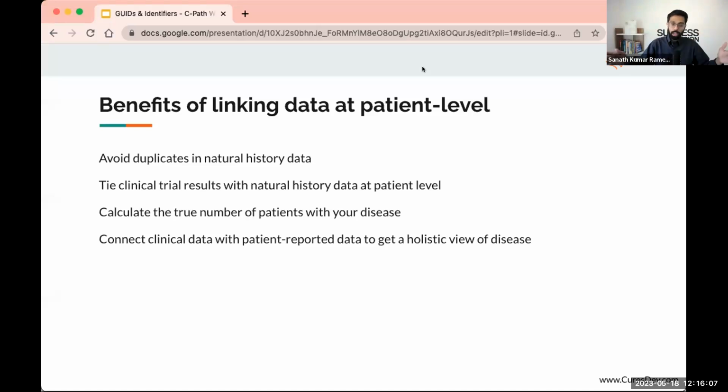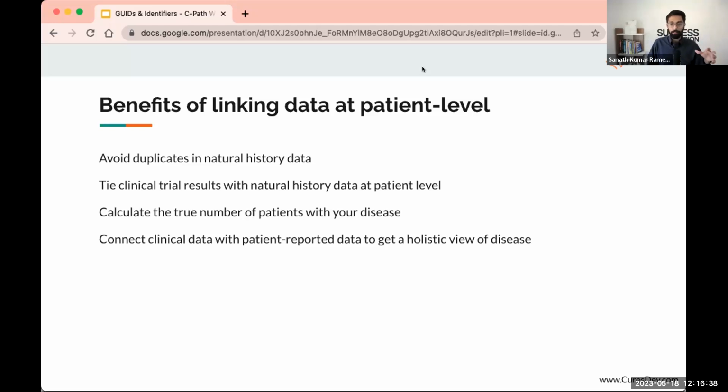And there are so many other benefits. I kind of focus on registries and natural history in this case, but it doesn't have to be. You can connect biorepositories to this. You can connect diagnosis companies to this. Any part of the ecosystem that a patient interacts with generates data, and that data stitched together offers a more holistic view of the rare disease knowledge base than without.